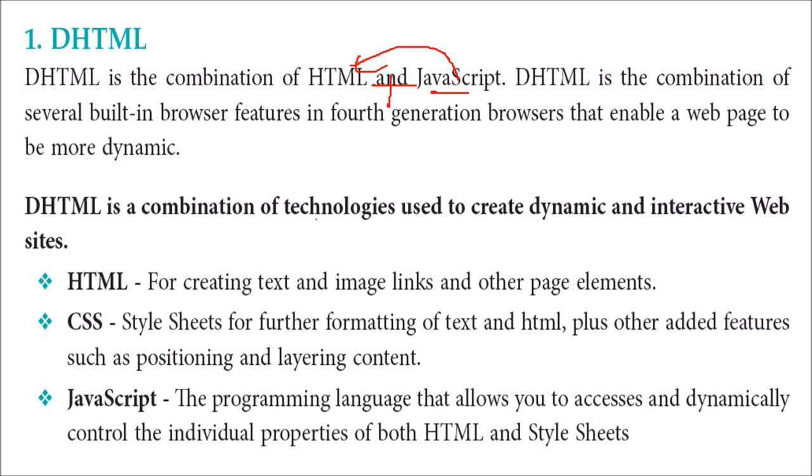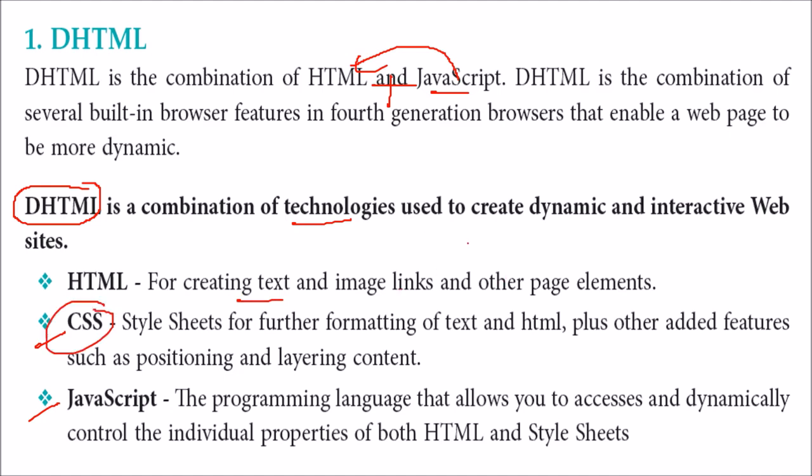So DHTML is actually a combination of technologies. It is not just one technology. It is a combination of technologies which makes HTML dynamic. HTML will always give you a static page. You want to make it not more traditional, but more realistic, more interactive, and more of this age. For that, you have to add CSS and JavaScript code, or link this code to your HTML. So HTML is for creating text, images, links, and other page elements.